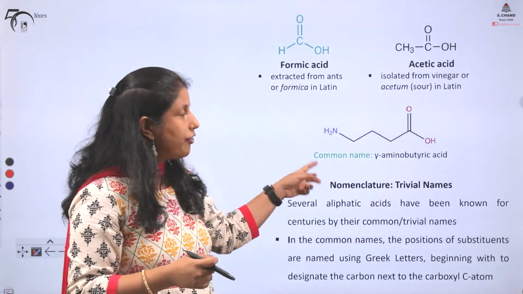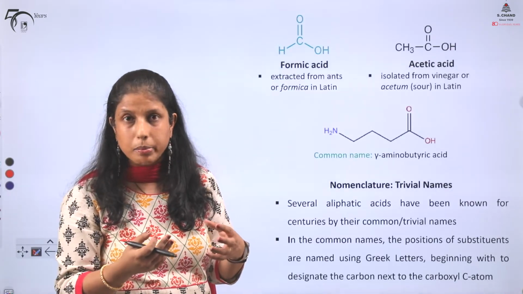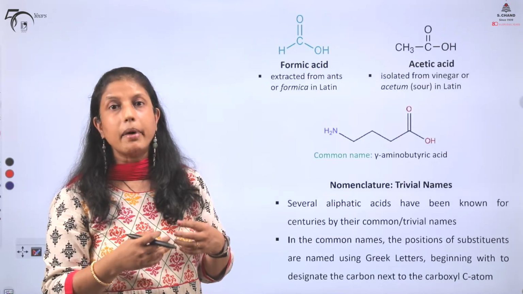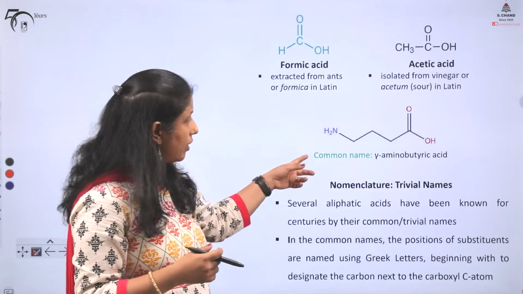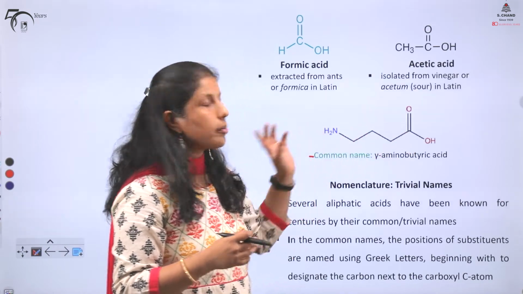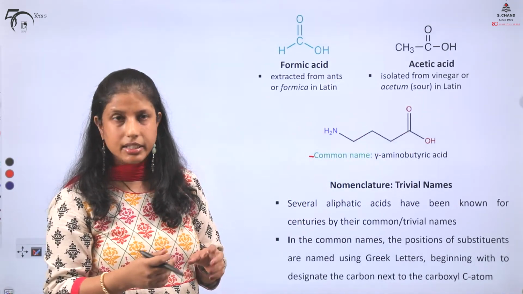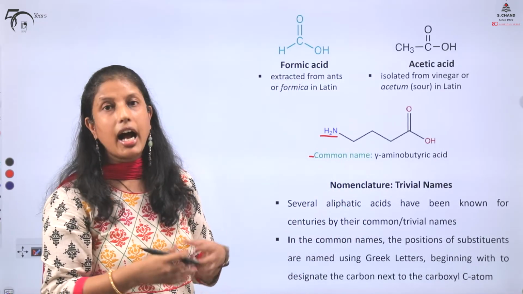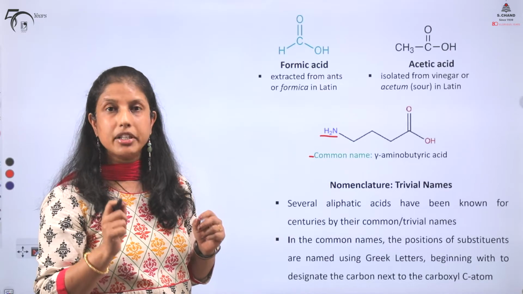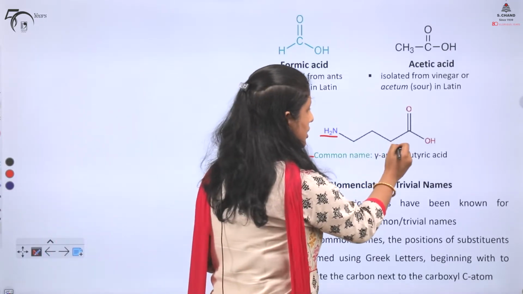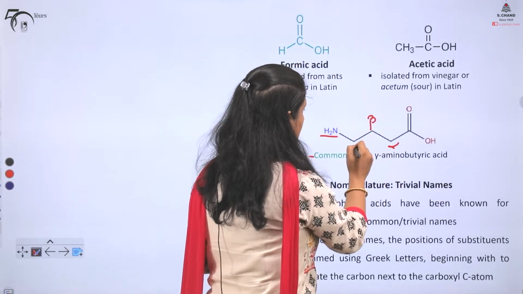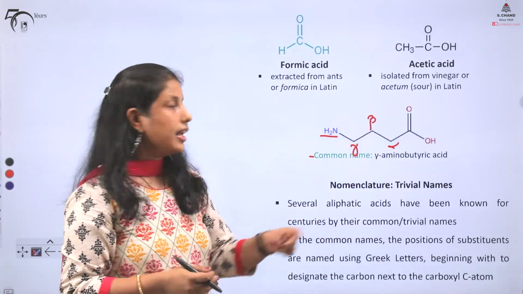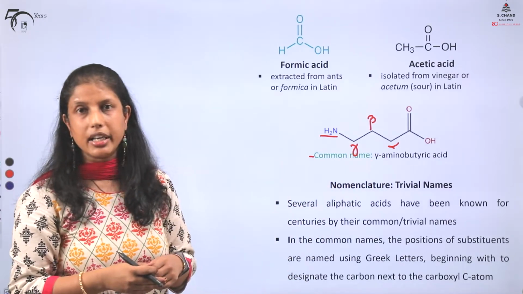And if we have a substituent group present in our acid, then it is designated by Greek letters. So here we have our 4-carbon carboxylic acid, butyric acid, with, you can see, an amino substituent. How is this named? Like I said, we use the Greek letters. This is our alpha carbon, beta carbon, and our gamma carbon. So this molecule here is gamma-aminobutyric acid.